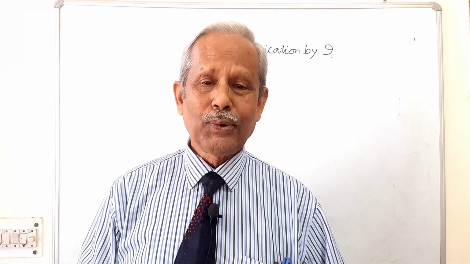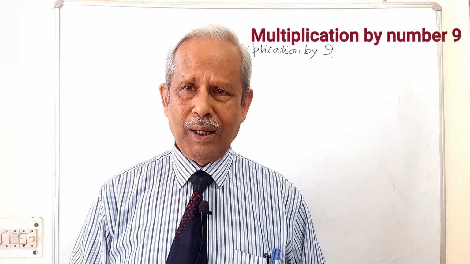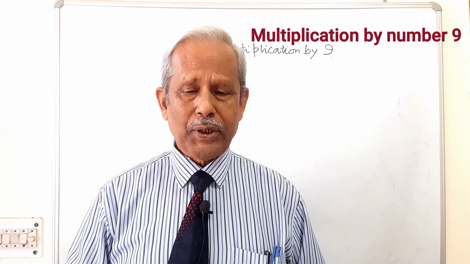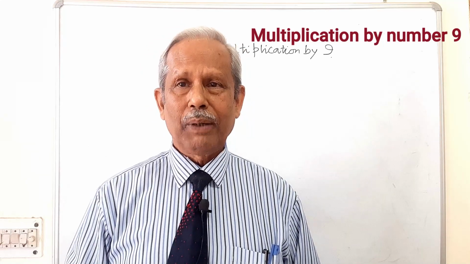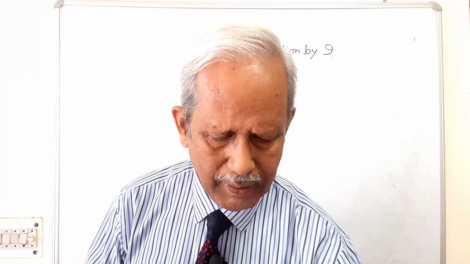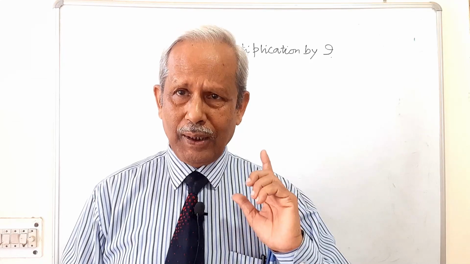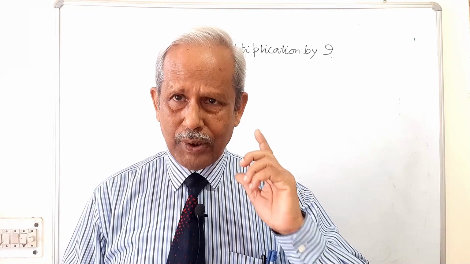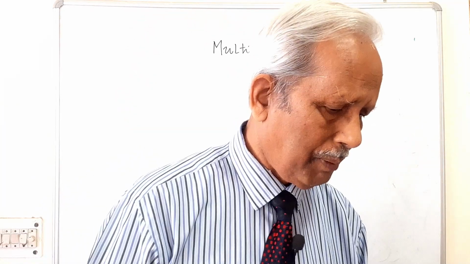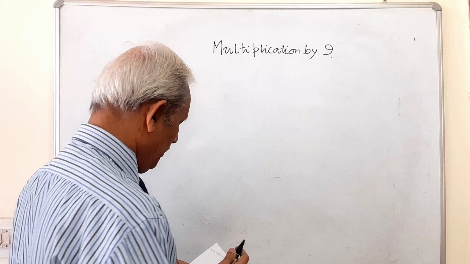Now, what are we going to do today? It is a very simple process, but a little different: a shortcut method of multiplication by 9. How to multiply by 9 in a shortcut way. It's quite simple. I have made it a lesson just to show you that this is also a possible way of doing a problem. We'll start with an example.